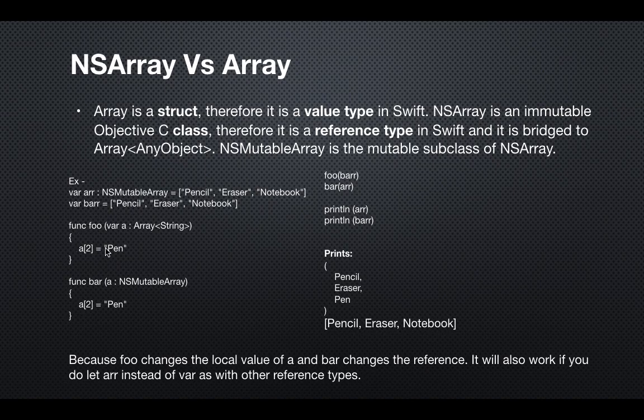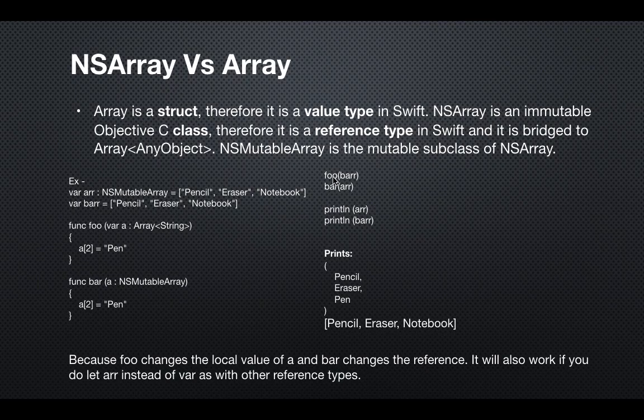And in the function, what we are doing is we are just changing the second index value to pen. So the second index value is notebook over here, but we are changing it to pen. So we'll see what happens when we try to change the value for NSMutableArray, which is a reference type, whereas what happens when we try to change the value of array, which is a value type.